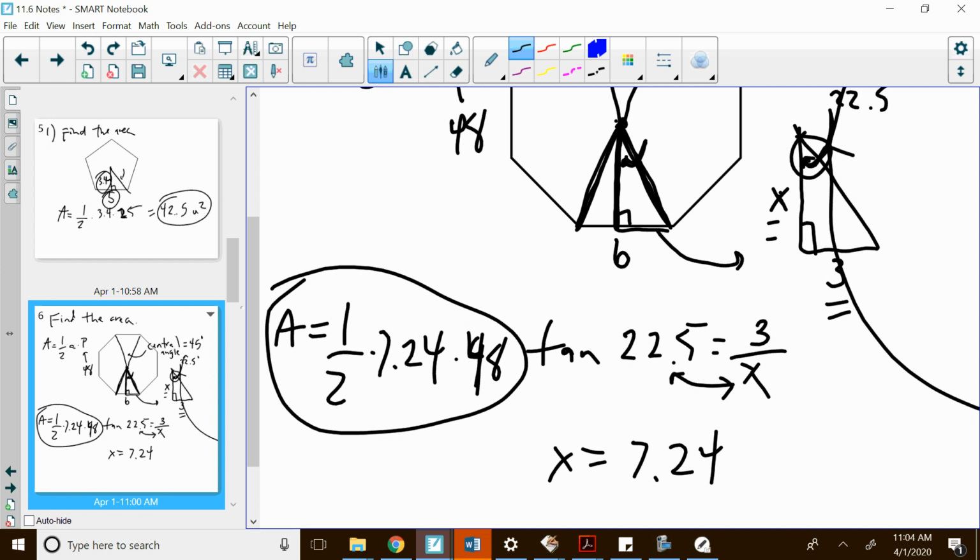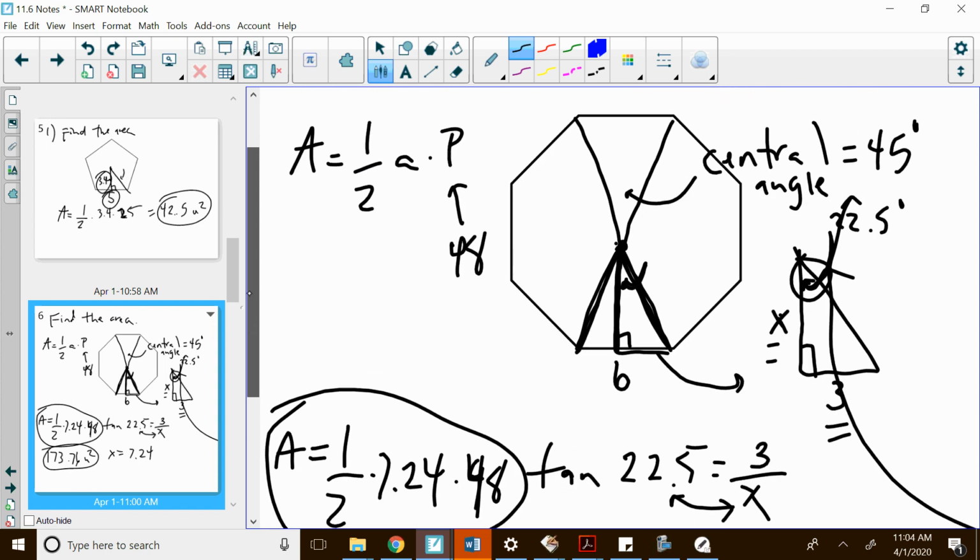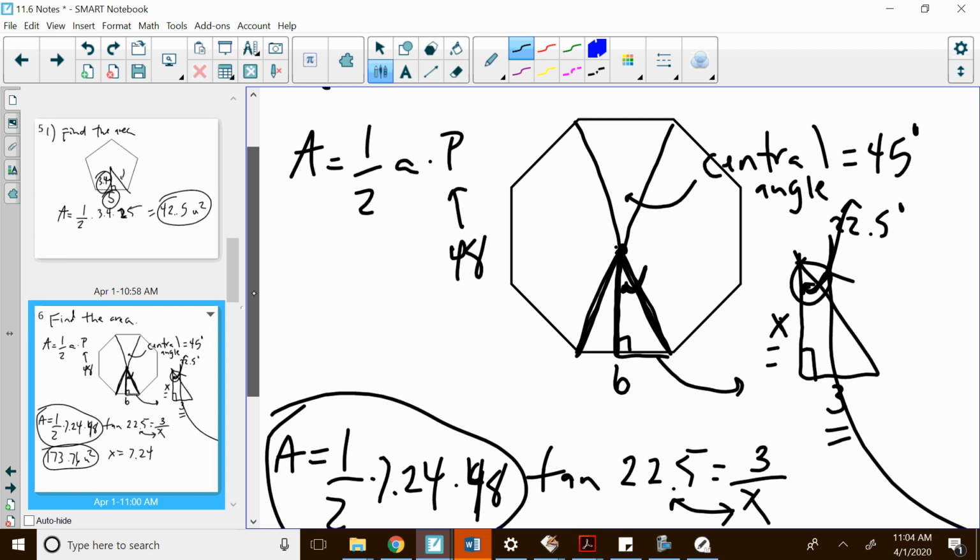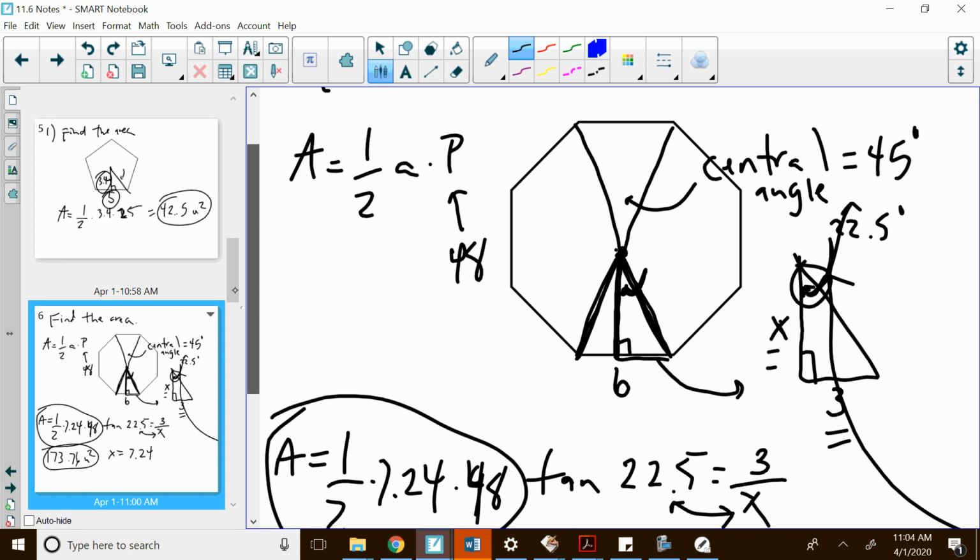Okay, let's do that calculation. 0.5 times 7.24 times 48. And it gives us 173.76 units squared for the area inside of there. Okay, 1/2 times apothem times perimeter. We used a little trig. We pulled out a little triangle here and we used some trig.